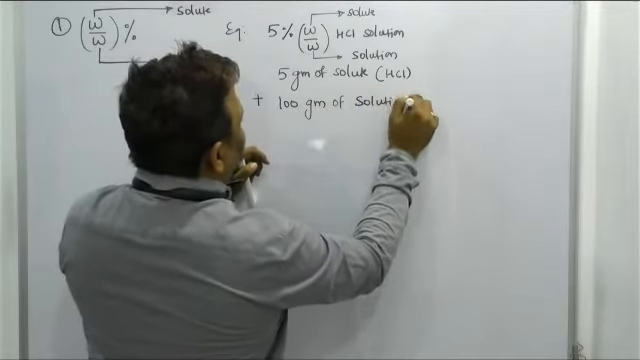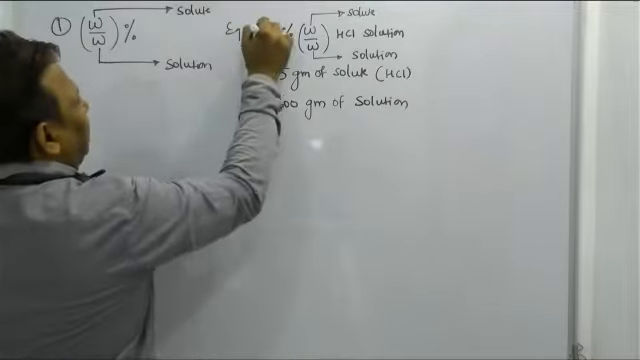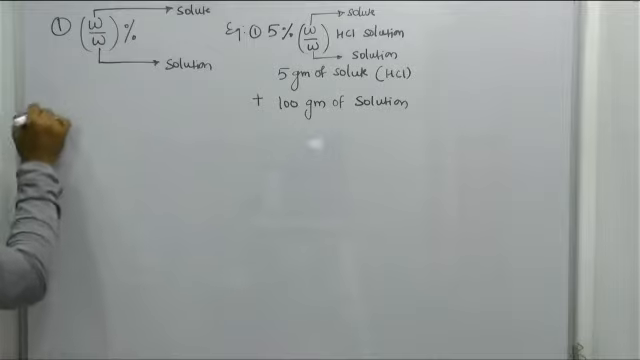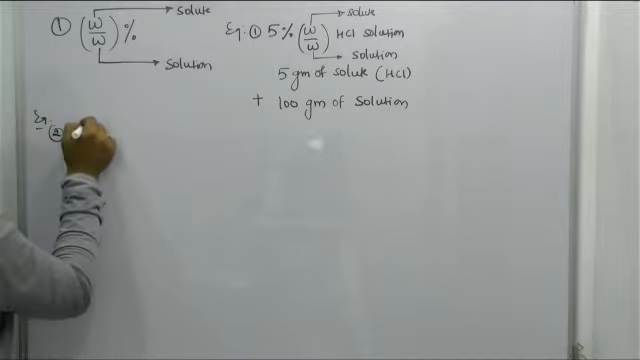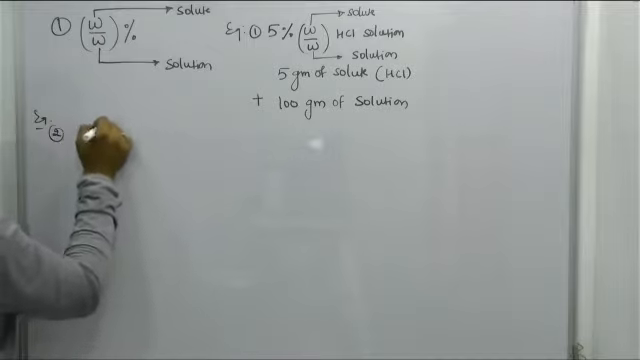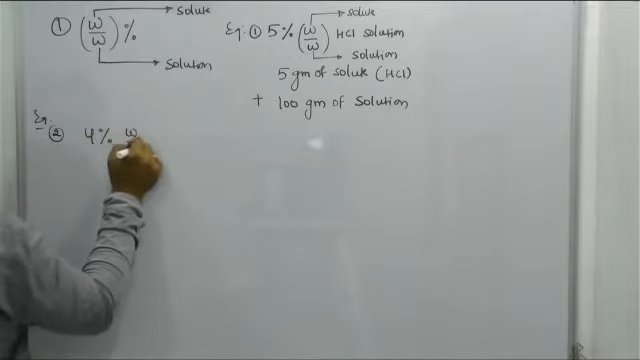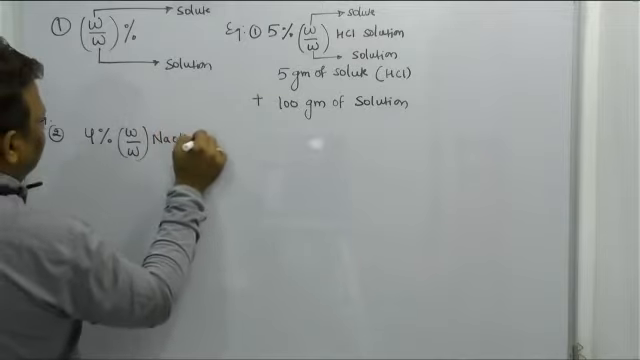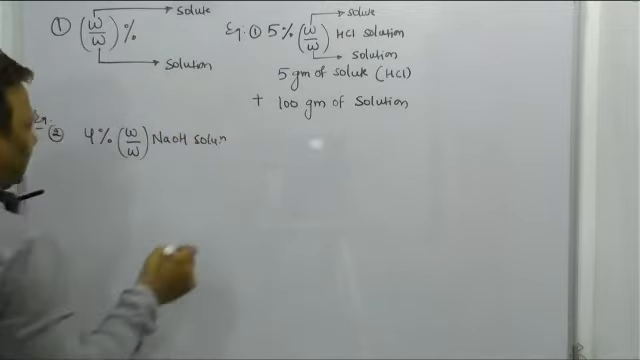100 gram of solution. This is example number 1. One more example I'll tell you. Example number 2 now. Sir, I am having 4% W by W NaOH solution. And if I ask you what does this indicate?